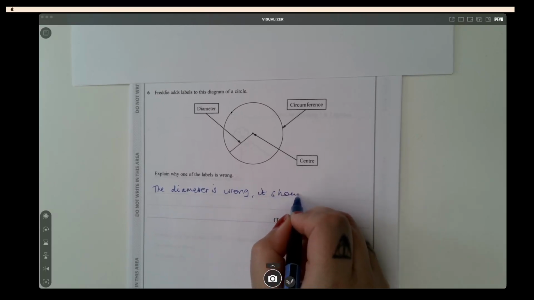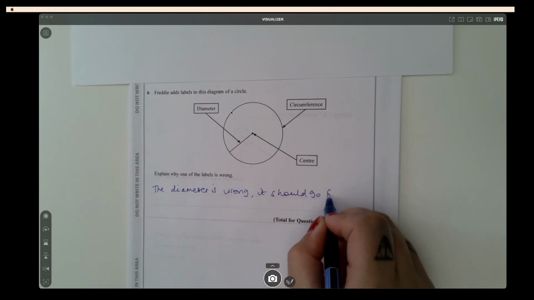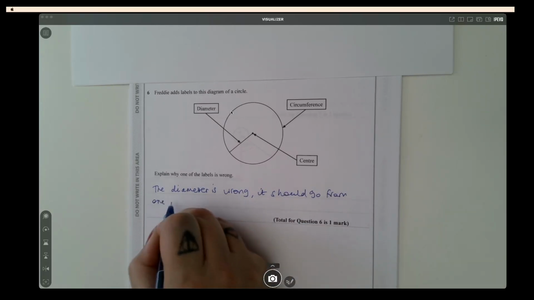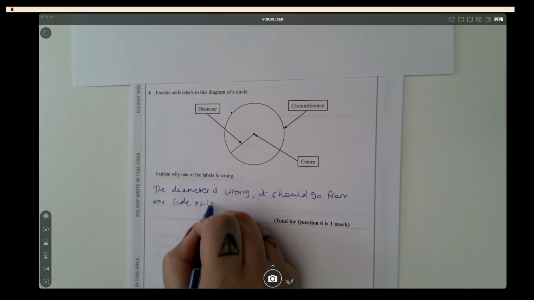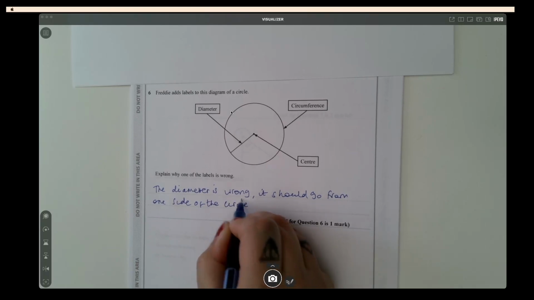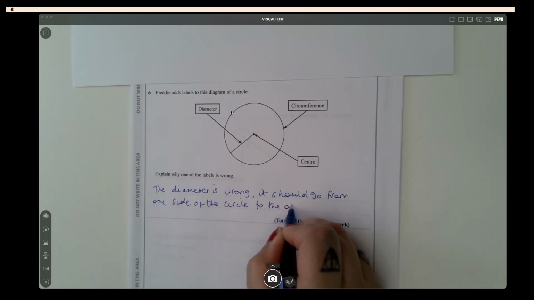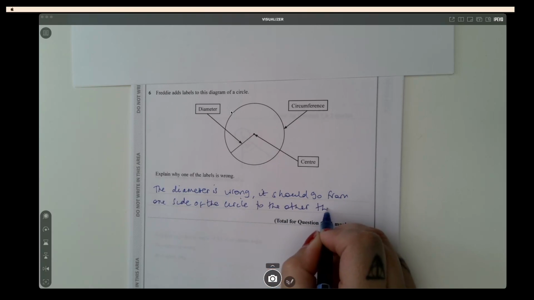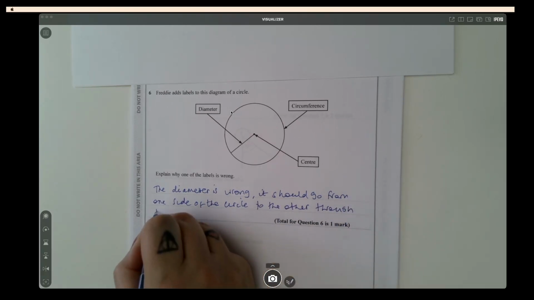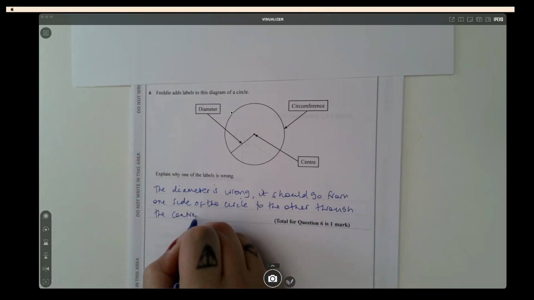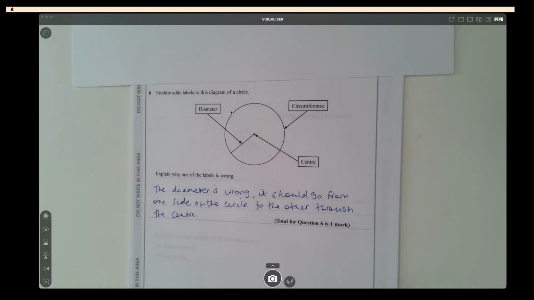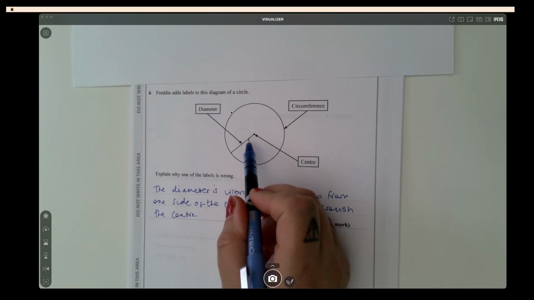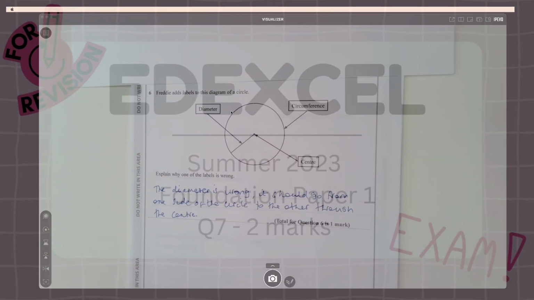It should go from one side of the circle to the other through the centre. You could also mention that actually what he's labelled as the diameter is the radius.